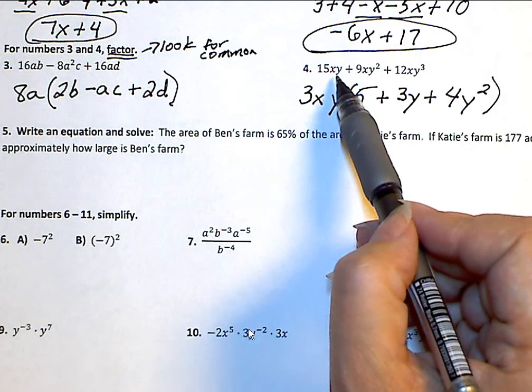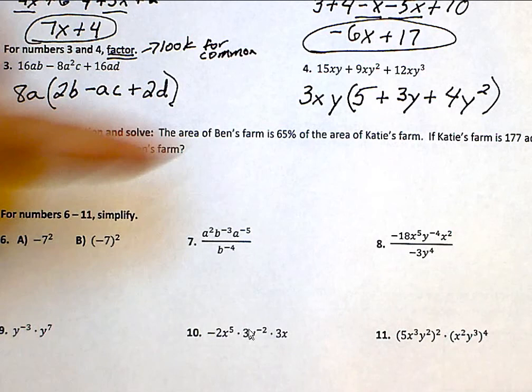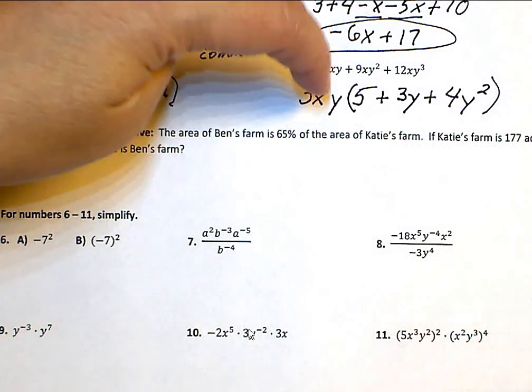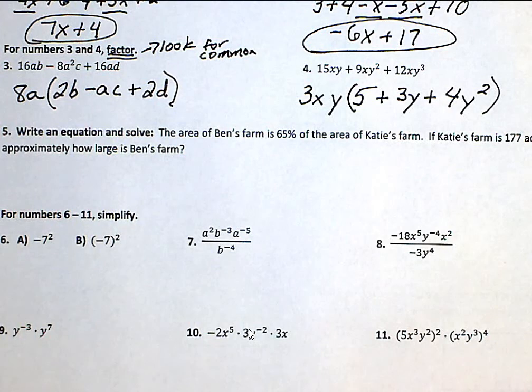So you can always pull out the most you can, because if you chose a y squared, there's nothing you can multiply y squared by to get y by itself. You always have to think about what you are going to multiply that by to get that answer. Does that make sense? Okay. Any other questions? All right.